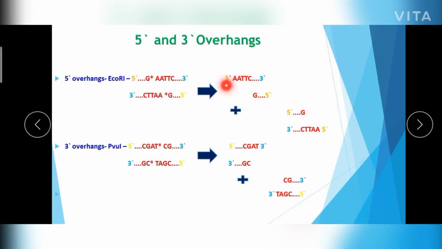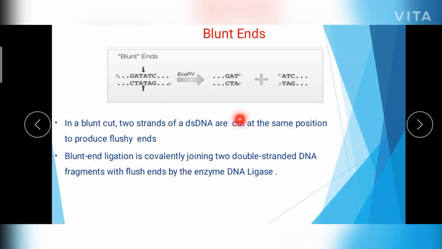See here, in the 5' end you have single stranded DNA. This is called a 5' overhang. Whereas PvuI is the restriction enzyme that produces single stranded regions in the 3' end, so it is called a 3' overhang. PvuI generates DNA fragments having 3' overhangs, whereas EcoRI generates DNA fragments having 5' overhangs. Coming to the blunt end, the enzyme cuts exactly at the same position in both the strands, so you get flush ends or blunt ended DNA fragments.